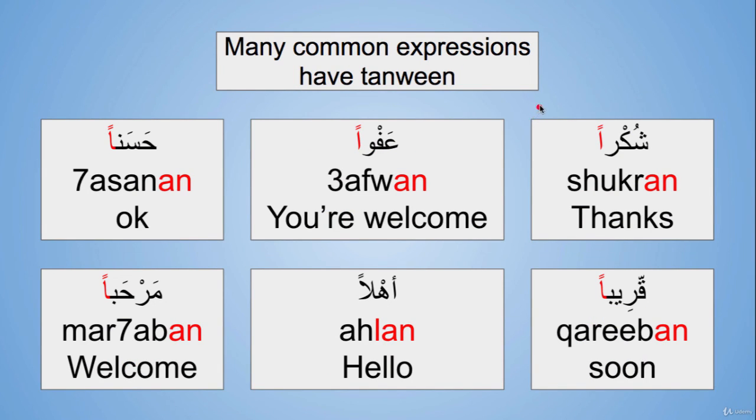And it's very important to know the diacritics because many of the very frequently used expressions have tanween in them. For example, the word shukran, which means thanks, has tanween. And also the word afwan, which means you are welcome. And also the word hasanan, which means okay. And the word qariban, which means soon. And the word ahlan, which means hello. And the word marhaban, which means welcome. All of these words have tanween in them, and we just need to notice when we see the tanween sign and we have an alif at the end with tanween, then we know that there is the N sound at the end.